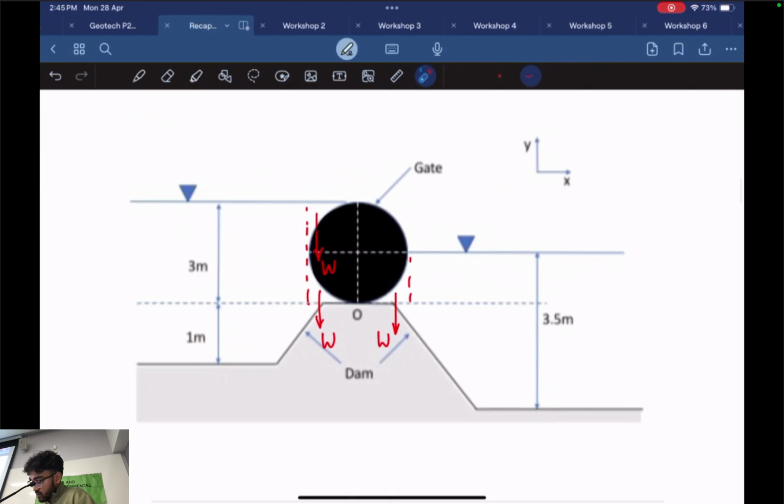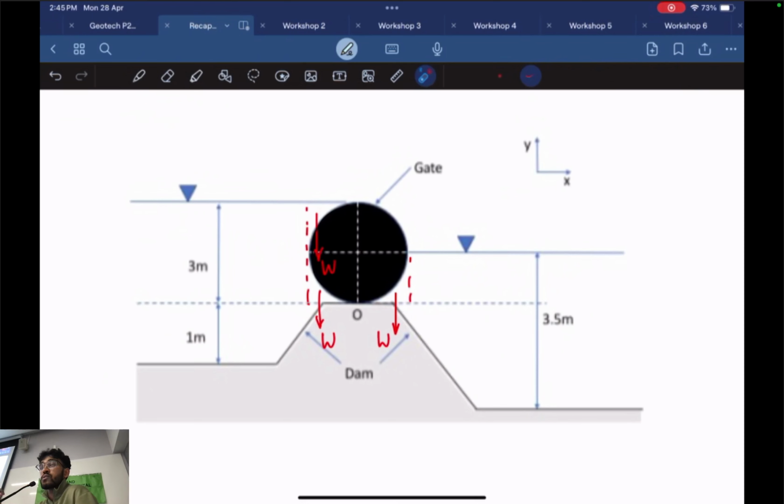However, you also have these weight forces. There are little pockets of water that also act on the gate. Or not really on the gate, but they're like horizontal and vertical forces. So when you're doing curved surfaces, you have to find both the forces acting in the x and y direction.